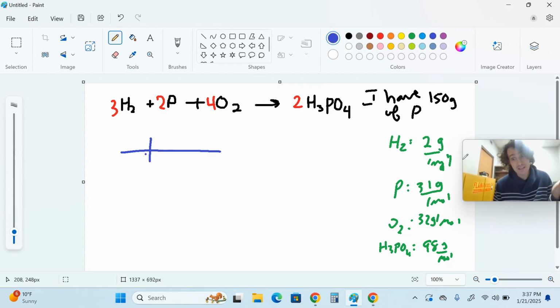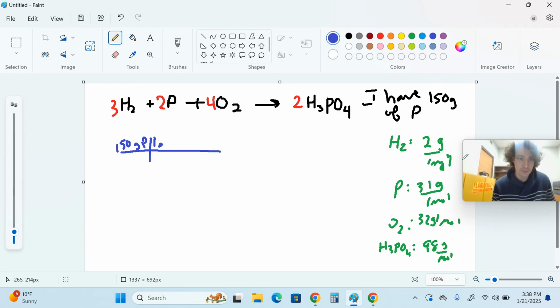Then we've got our fence post. And what is it going to look like? We start out with our grams of phosphorus. That's what I'm given here. So I'm going to start with that: 150 grams of phosphorus. The first thing I have to do is convert this into moles. I cannot work with a chemical reaction if it's not in moles. It's got to be moles. So I'm going to use my molar mass of phosphorus.